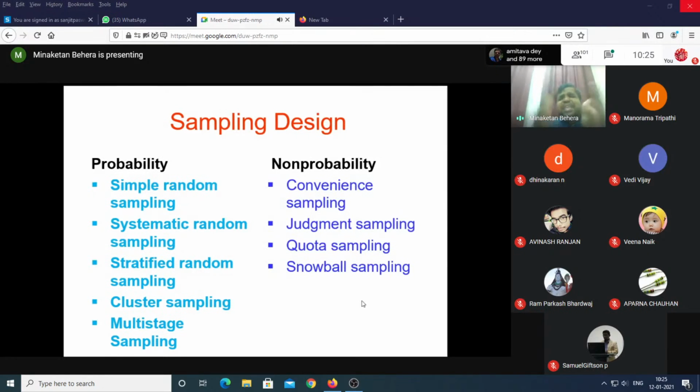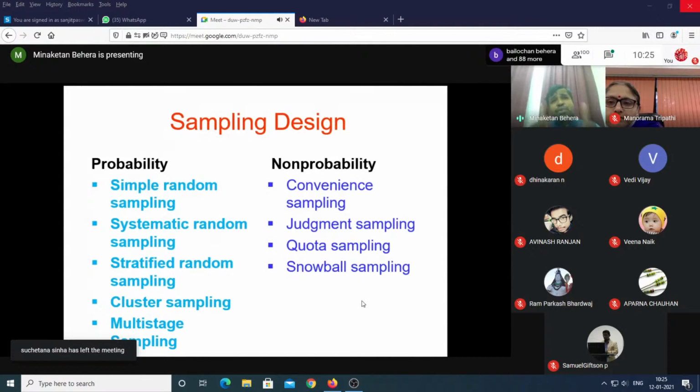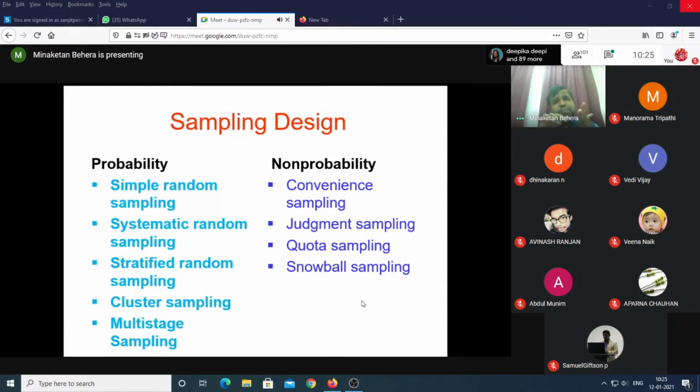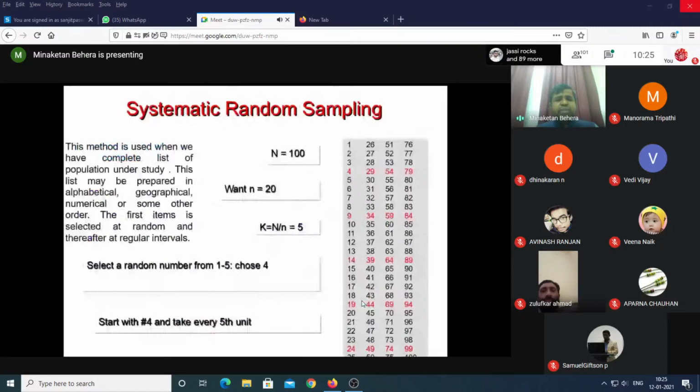Okay, that list is there in every village. So the first point: the condition is that you apply systematic random sampling only when you know the total population beforehand. Then the second criterion: the first sample is selected randomly and the next samples are selected at an equal interval. You just look at it, you can easily understand.